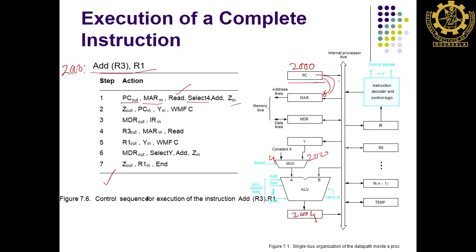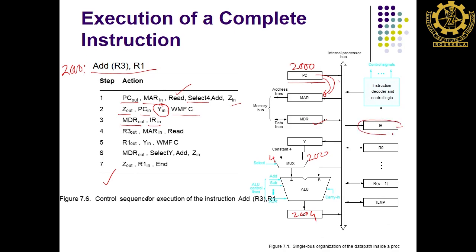So, in the next step the program counter value will change. During execution of an instruction, the program counter value will change. So, therefore, this Z out will be PC in, and this value is responsible if there is any jump instruction. Okay. And then it will wait for memory function complete, and when data is available in MDR, that value will be MDR out, and it will be stored in the register called IR in.